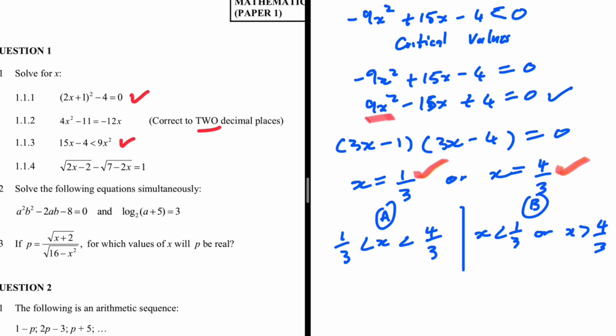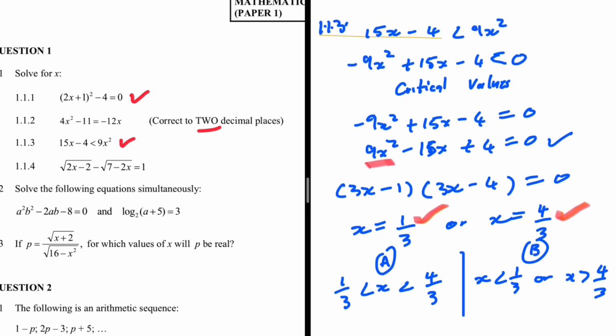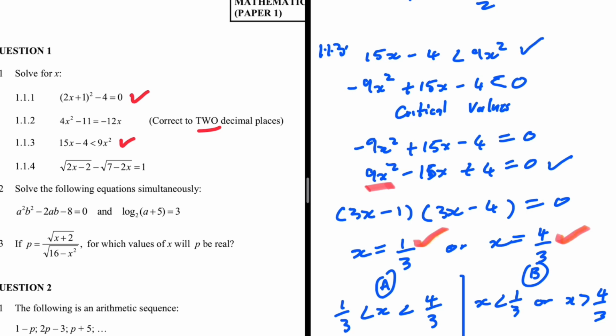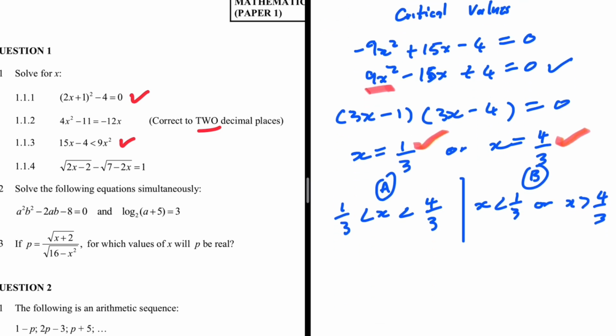Well, we can start here. We can take a number between, because we are proposing that x is between 1 over 3 and 4 over 3. So we can take a number between 1 over 3 and 4 over 3 and substitute it in our inequality and see if it is going to be satisfied. Or we can also take a number that is outside this range, a number that is less than 1 over 3, or a number that is greater than 4 over 3.